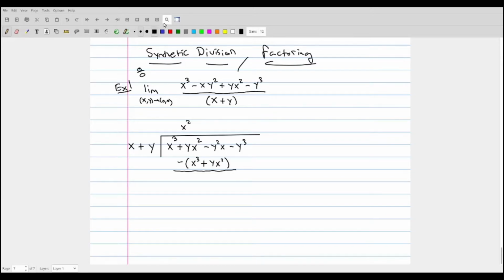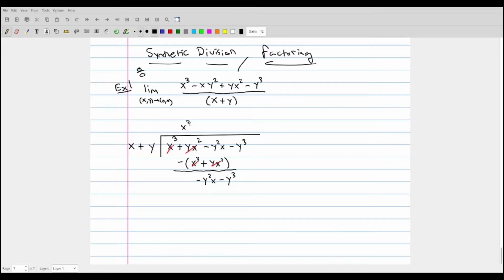So the remainder for this first division is actually pretty nice. It ends up giving us x cubed minus x cubed cancels out. Y times x squared also cancel out. And what we're left with for the remainder is just negative y squared x minus y cubed.